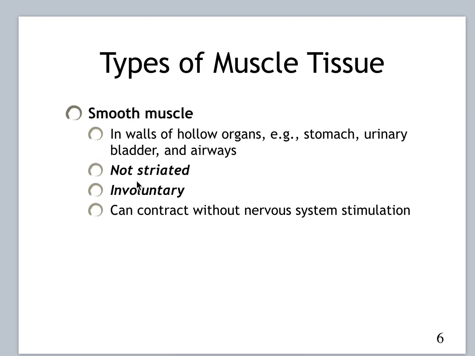The third type of muscle is smooth muscle. This muscle is found in hollow organs like the stomach, the urinary bladder, the airway, the respiratory tract. These are non-striated muscles. They're involuntary as well.